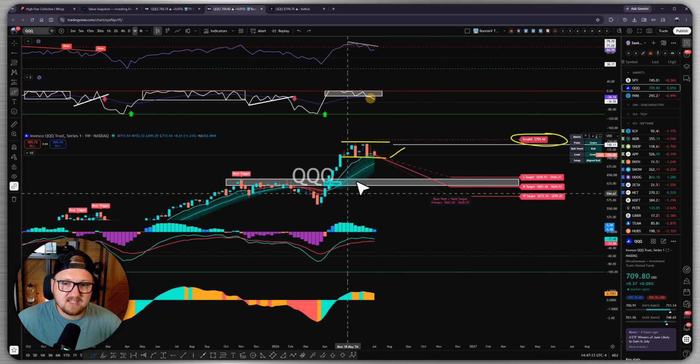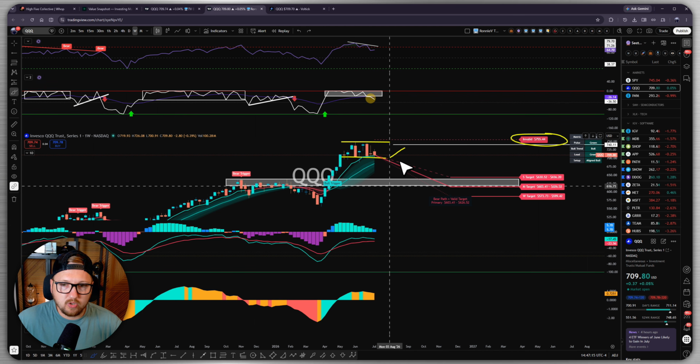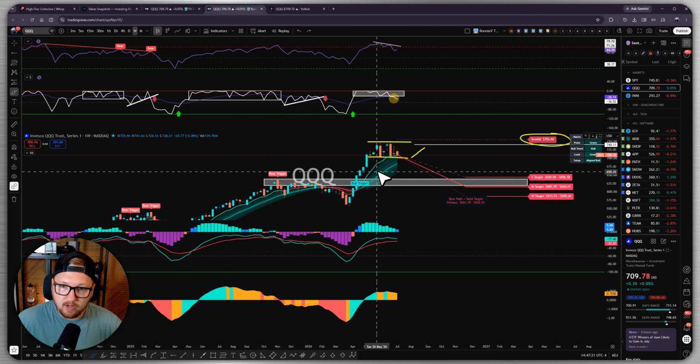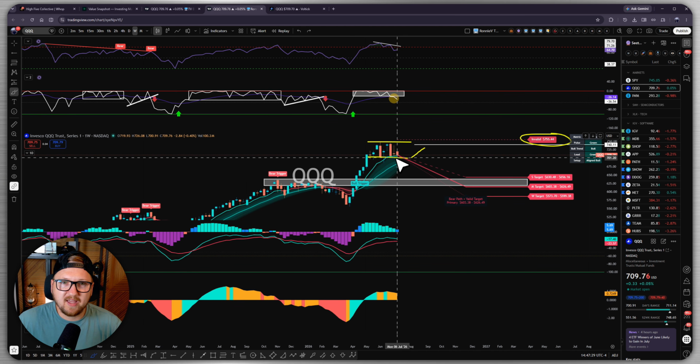Nothing's for sure yet. Like I said, still holding the bull trigger, still holding the bullish trend higher. But we are seeing some cracks that I've seen before that have led to a correction. So we'll see if Tom Lee's right, or we'll see if he's wrong again.